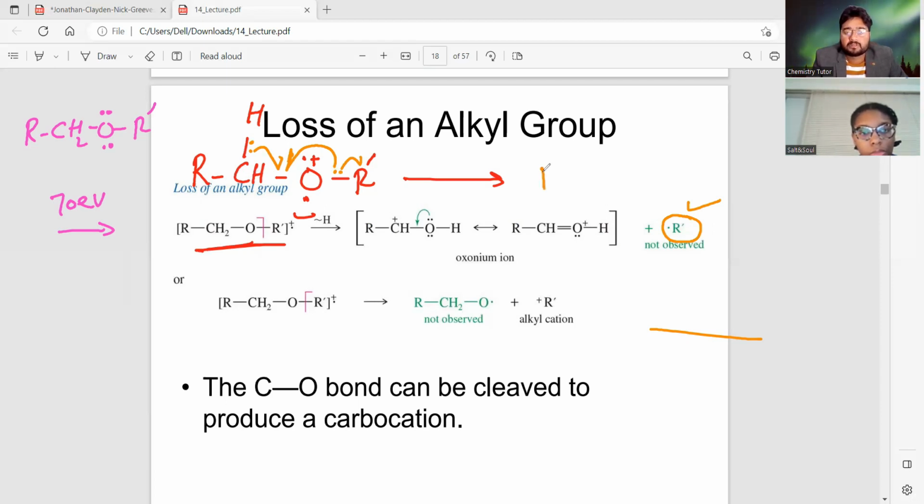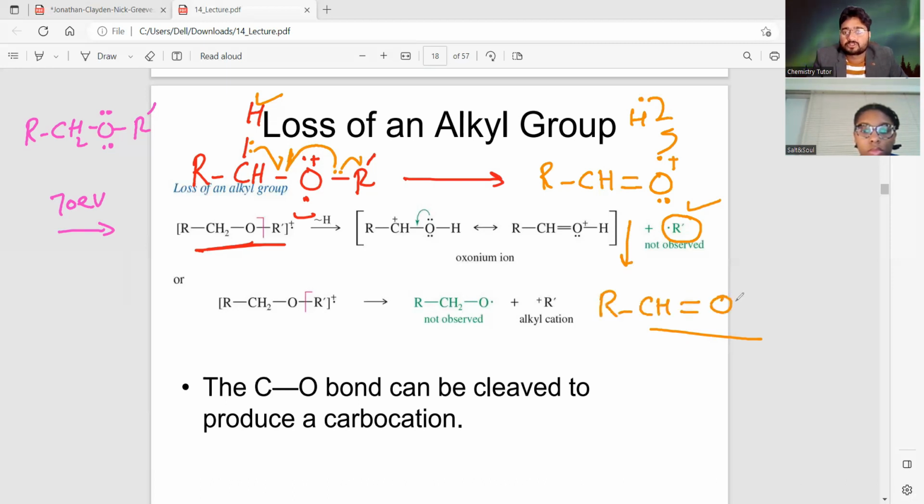This is R, this is CH. Now the carbon-oxygen double bond is formed, and this oxygen still has a lone pair of electrons and a positive charge, and a hydrogen radical is formed over here. This hydrogen radical combines with the other radical to make a bond, and as a result you get this fragment, RCH double bond oxygen H, with the oxygen carrying a positive charge.